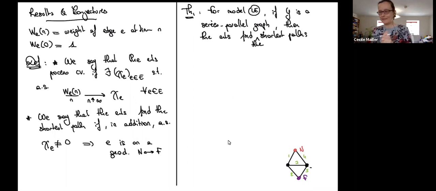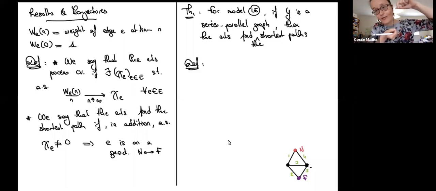The shortest path. Great. So what's a series parallel graph? I'm going to give you a recursive definition, but you're going to see that these graphs are very natural for our model. I think they originate in electricity, and it's a family of graphs where two nodes are marked. One of them is called the source, because this is where the electricity comes in, and the other one is called the sink. This is where the electricity goes away.